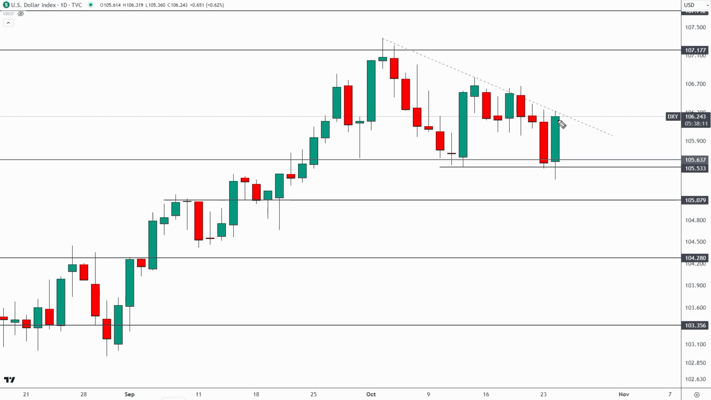Now, with that said, you can see that we do have a potential bullish engulfing candle. I mean, there's no doubt that this is a bullish looking candle. However, you could say the same thing about this one right back here. So as of right now, the market is still sideways, and we can say the same thing about the Euro USD.